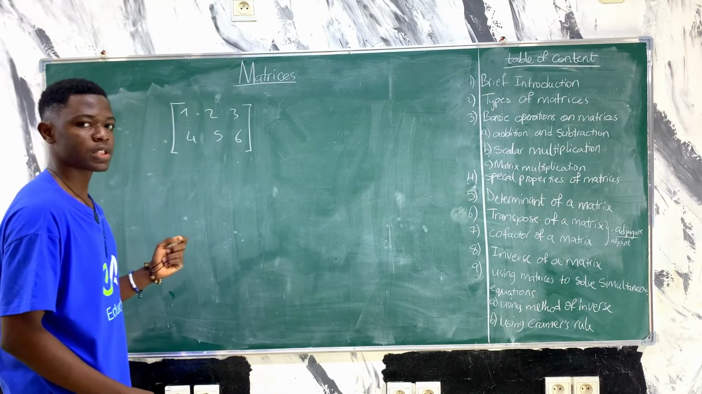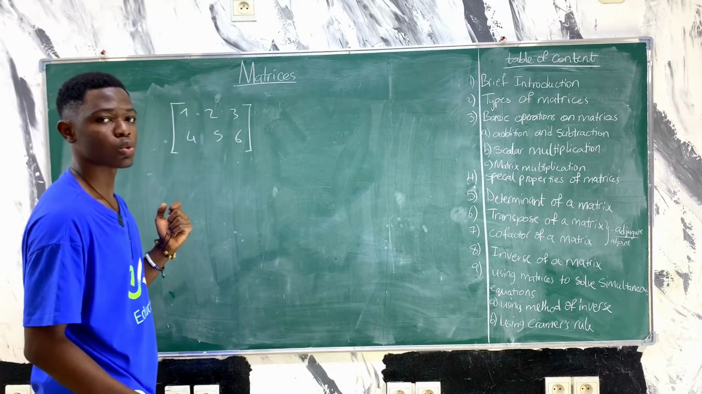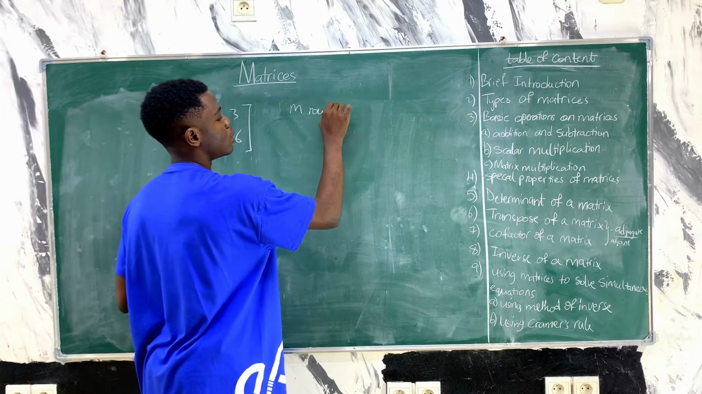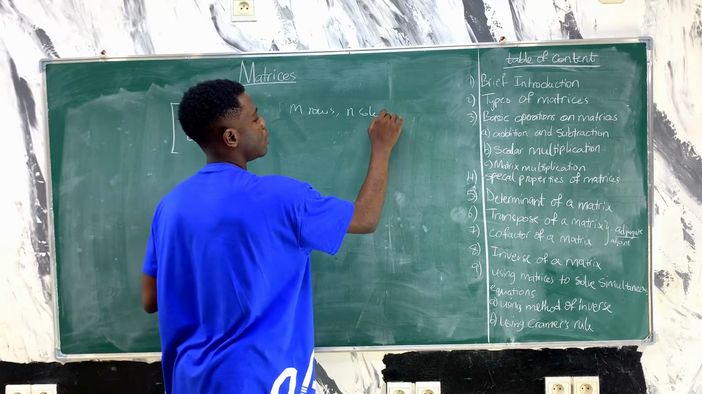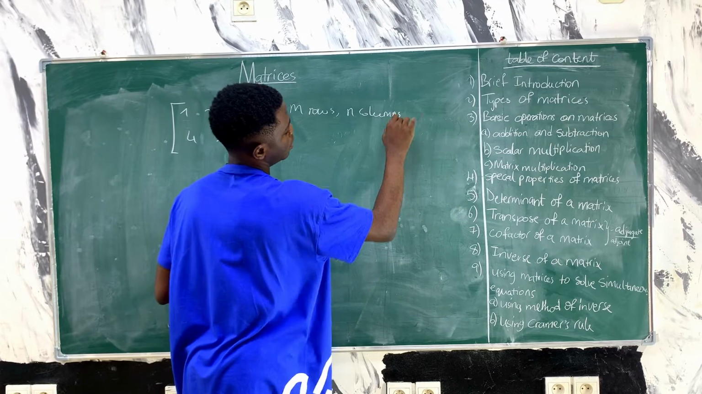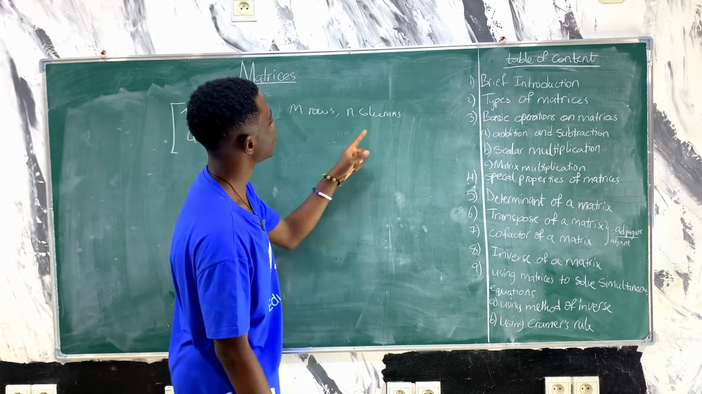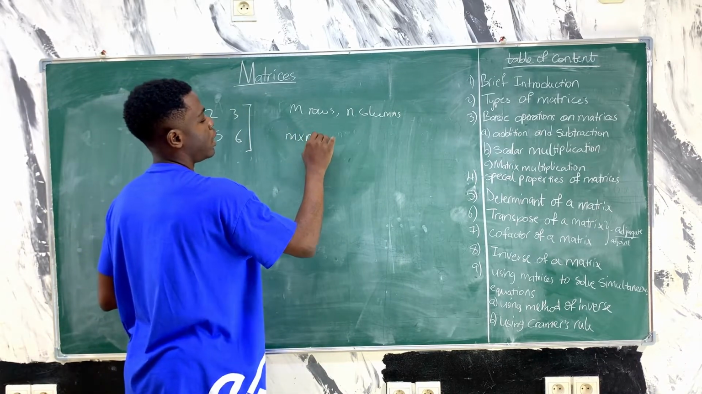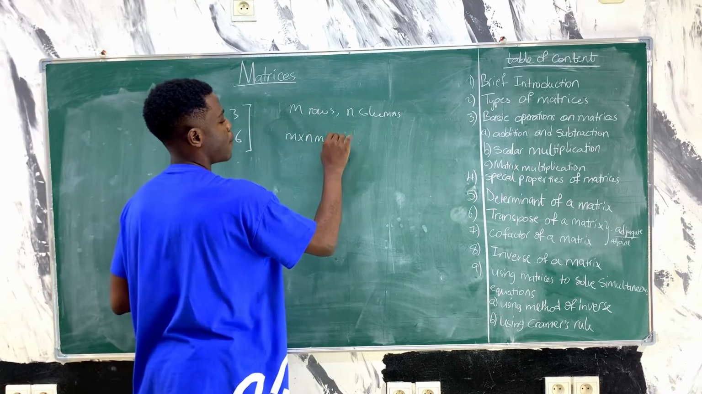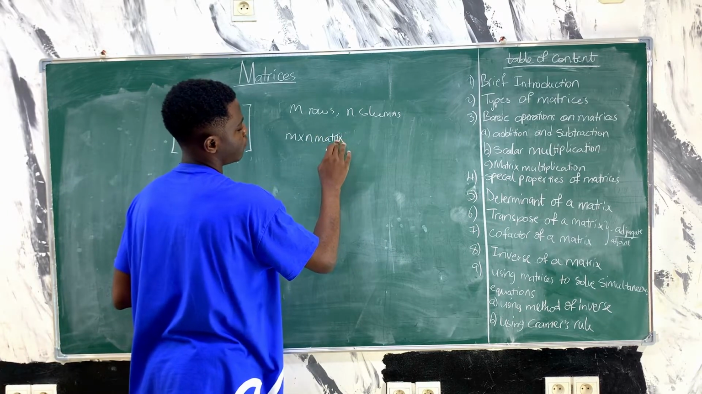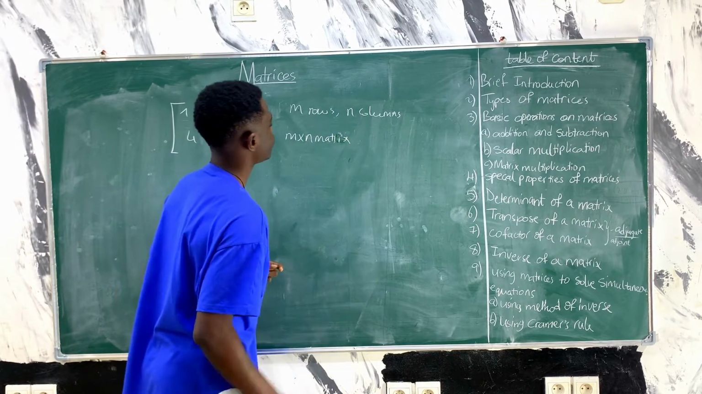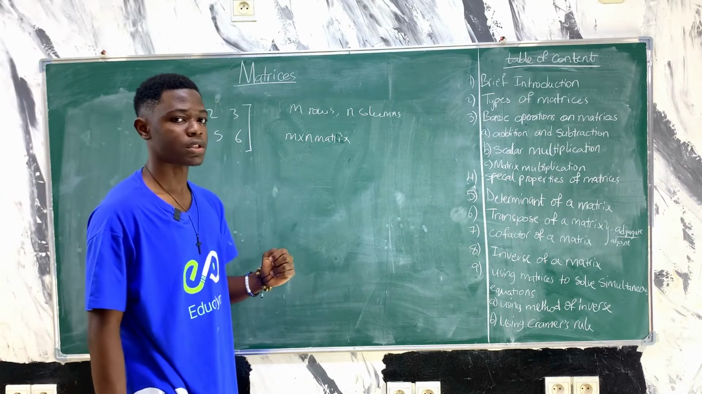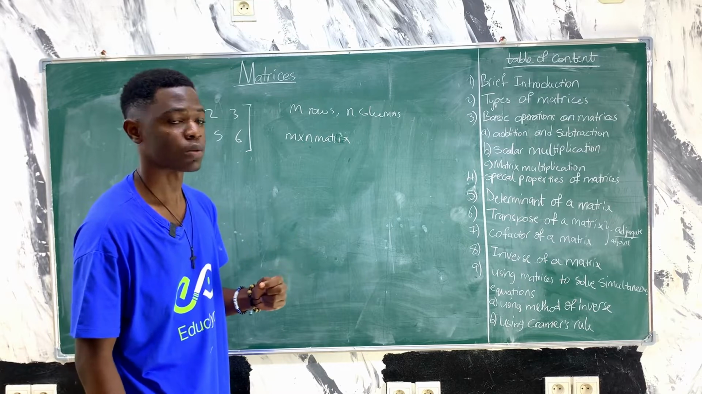So if a matrix has m rows and n columns, I hope this is how it's written. Then it is an m by n matrix. It is written like this, but it is said m by n matrix, where m is the number of rows and n is the number of columns.